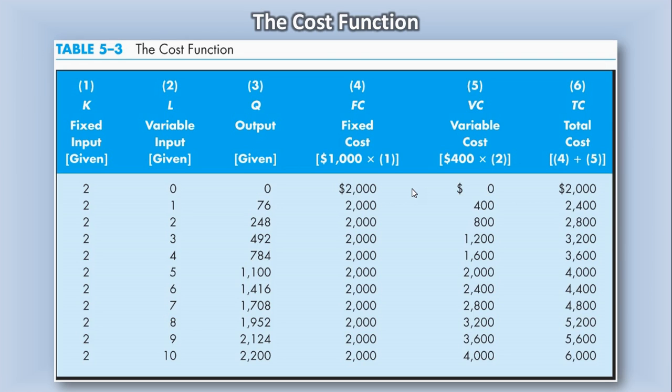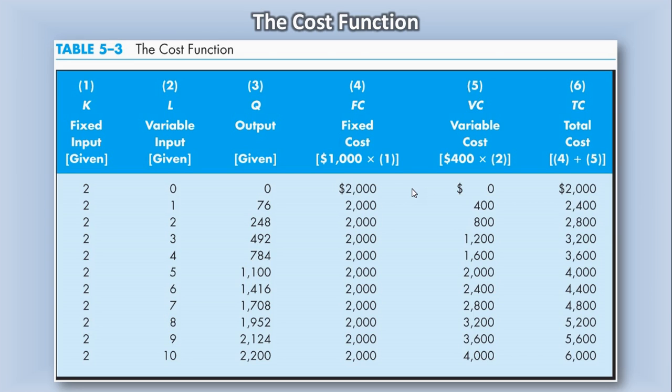I'm sorry, my pointer is running out of batteries, but I have a spare. There you go.